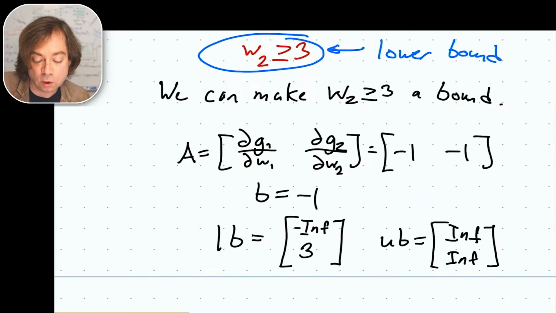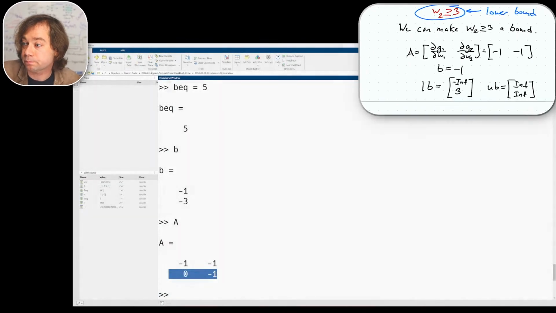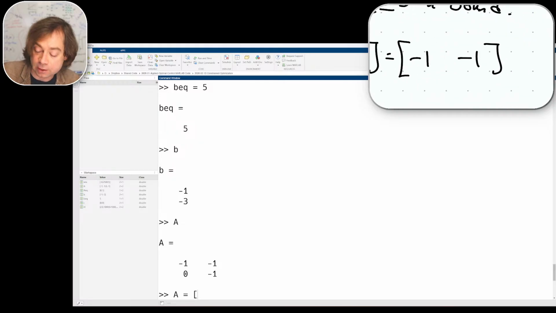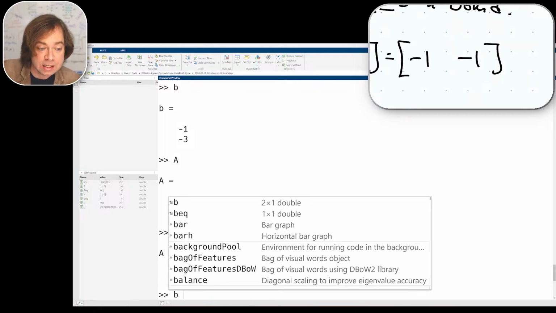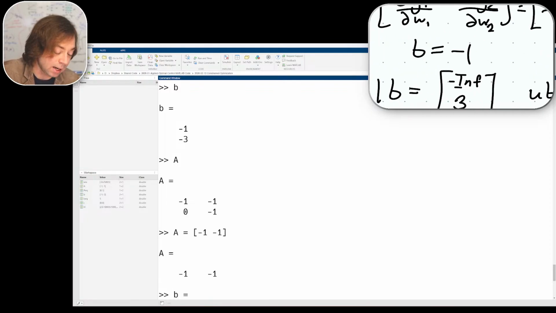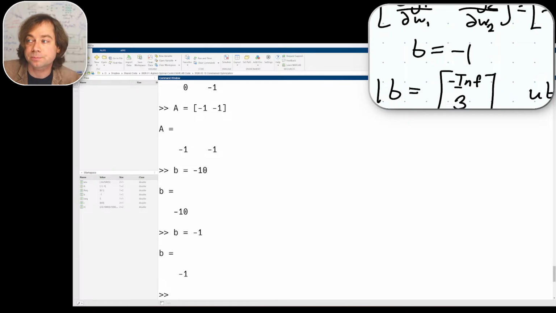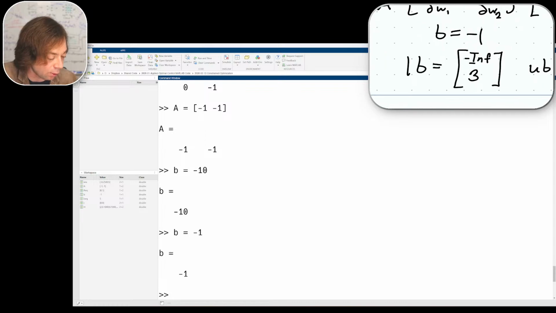Okay? So what we can do is go back to MATLAB. We can remake our A matrix. We're going to go back to our original problem with no equality constraints. Our A matrix is now -1, -1. We got rid of the second row because we got rid of the second constraint. B is now just -1. We got rid of the second row because we got rid of the second constraint in A. Oh, so that's 10. Sorry. Okay, -1.